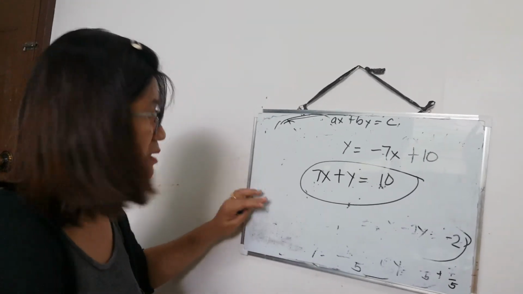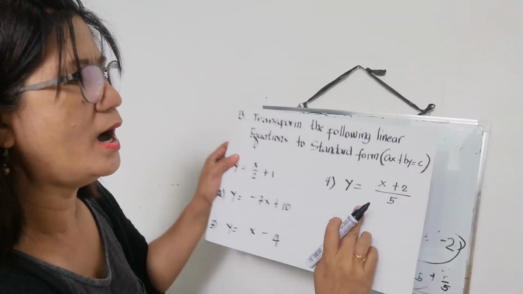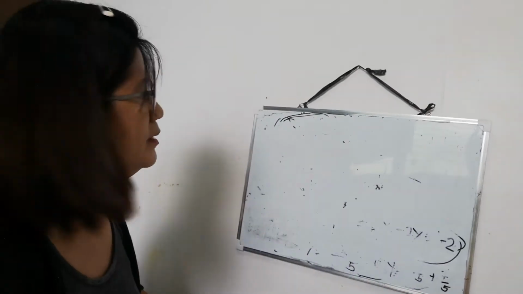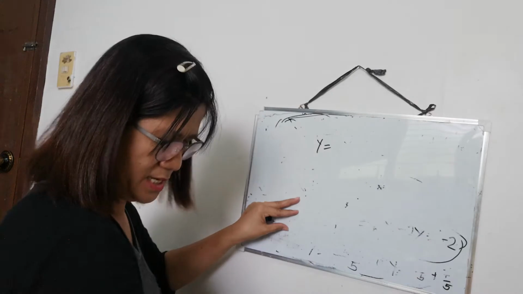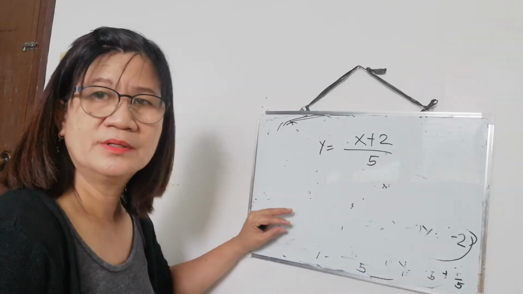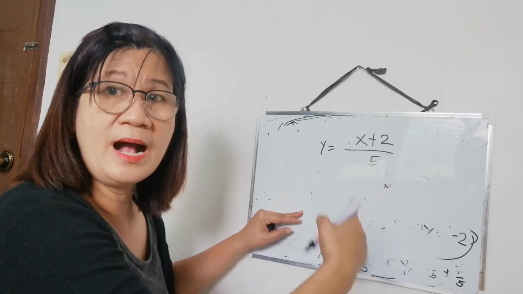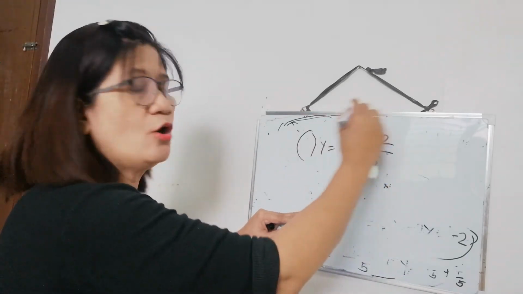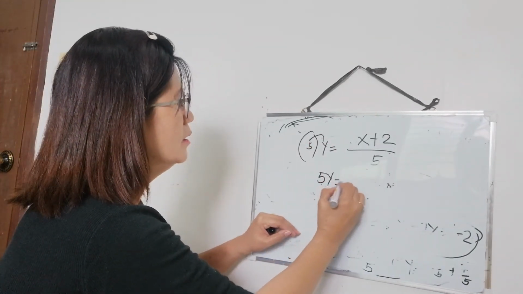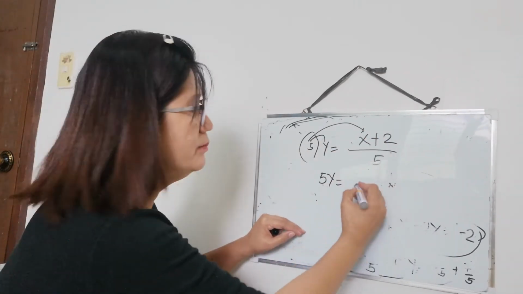Okay, another one. So, last example tayo. How will you transform y is equal to x plus 2 all over 5? So, we have a denominator. Kailangan nating tanggalin yung denominator. How? By multiplying all terms by 5. So, it will be 5y. 5 times x will be 5x. 5x divided by 5 will be x.